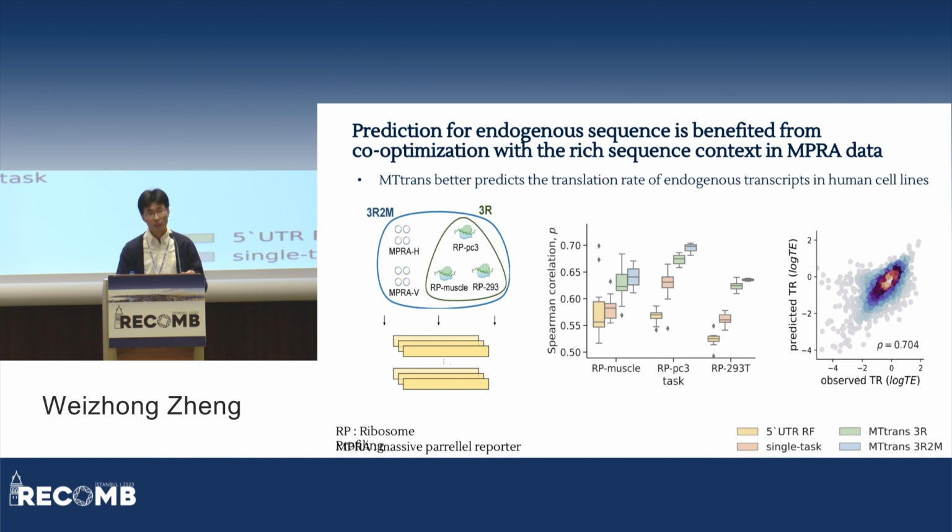So this result shows that we have kind of resolved the problem that others have encountered, that a model trained on a large data set does not work on endogenous sequences. Here, using the multitask method, we're kind of solving it by bringing together the large exogenous sequences with the endogenous sequences.